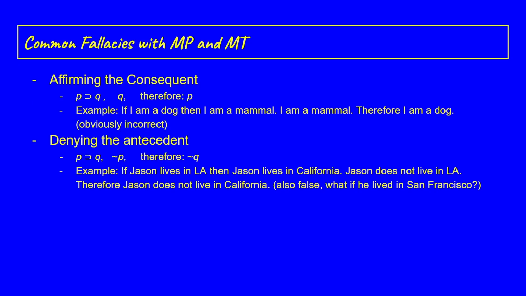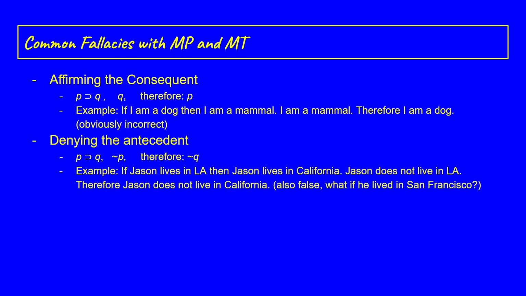There are certain common fallacies involved with modus ponens and modus tollens that are often tricky. The first one is affirming the consequent. If you have P horseshoe Q and Q, you may be tempted to say, therefore P. This is wrong, however. An example would be, if I am a dog, then I am a mammal. I am a mammal, therefore I am a dog. This is obviously incorrect.